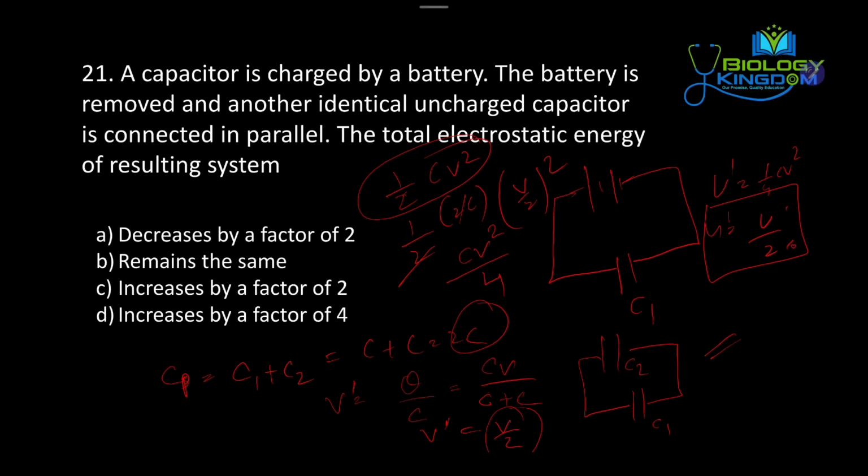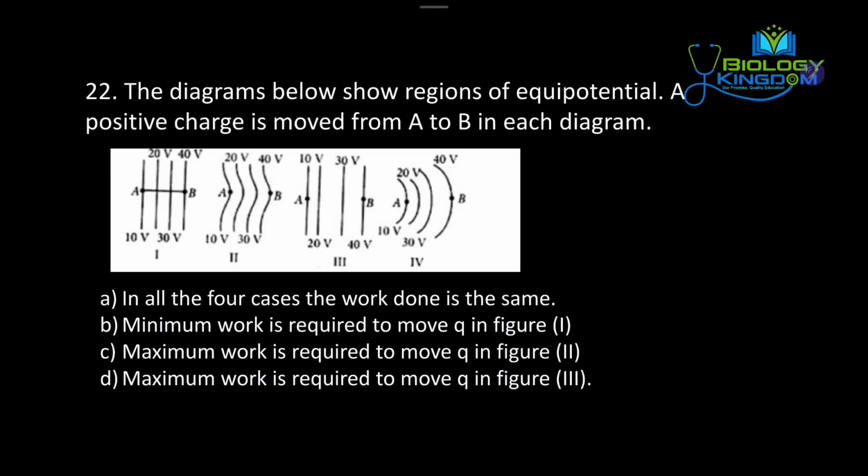2 times. So initial energy is U. It will get divided by 2, then we'll get the final energy. So that means energy got decreased by how much factor? 2 factors. So the option A is the right answer. Now we'll move further.